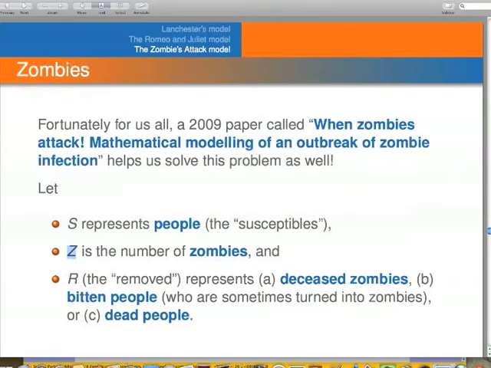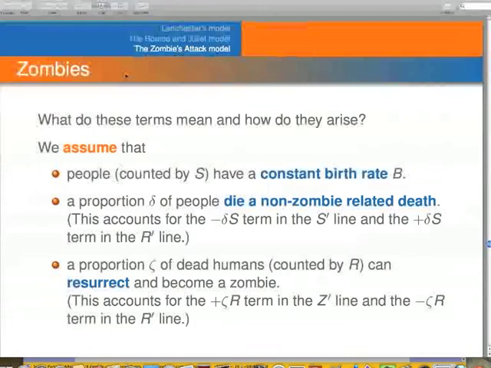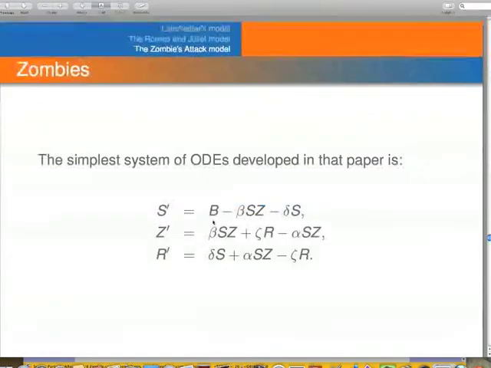Now, in this George Romero model, in R we'll have different types of people that are not susceptible and not zombie. They could be dead, people who have died. They could be bitten people who are now infected, for example. So the bitten people will turn into zombies eventually. After several hours, they tend to turn into zombies. So different possibilities there. We have this differential equation that describes how these populations change, and here's how they change. I'll just explain each of those terms. First, we're going to assume that people have a constant birth rate, B. That's this term right here.